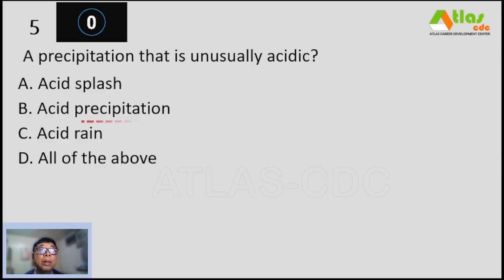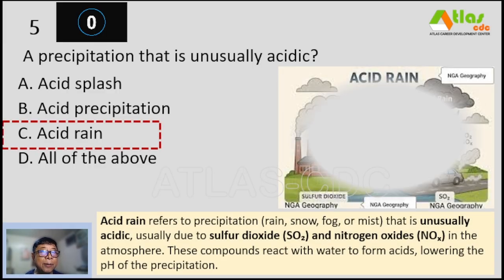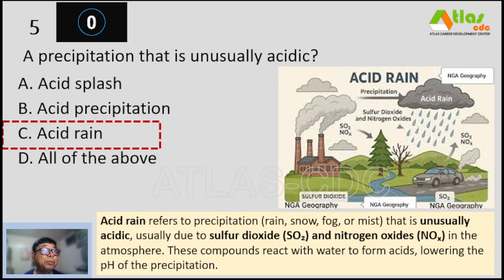And our correct answer is letter C, acid rain. So acid rain refers to precipitation, that is rain, snow, fog, or mist, that is unusually acidic, usually due to sulfur dioxide and nitrogen oxides in the atmosphere. These compounds react with water to form acids, lowering the pH of the precipitation.